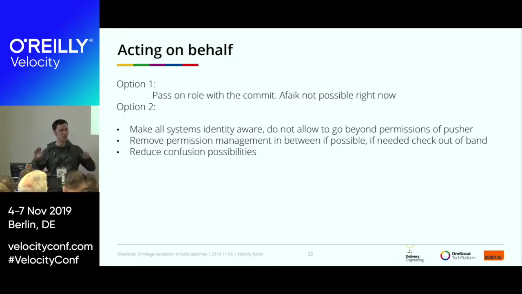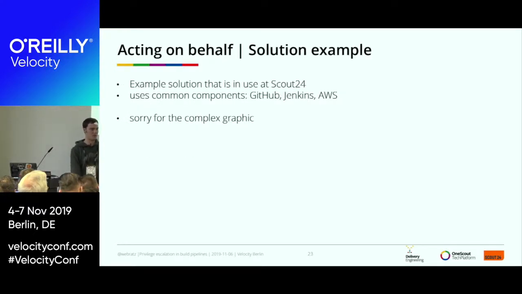So I want to show you an example of something that we've built at Scout24. I'm sorry for the huge graphic, it's a lot of components involved. I tried my best to explain it. If something is super weird to you about it, please raise your hand so I can go into it a bit more. It uses some common components that maybe many of you also use. It's GitHub, it's Jenkins, it's AWS, and many of you maybe can relate. So it's a bit AWS specific. I'm just curious how many people are in here that are working on AWS to get a feeling. Okay, it's a lot.